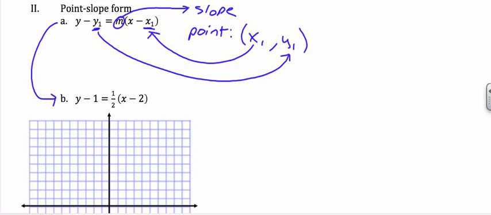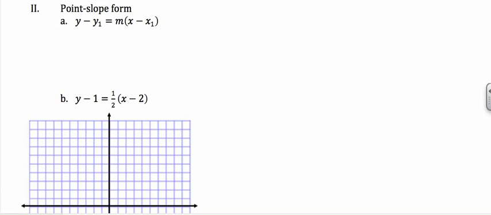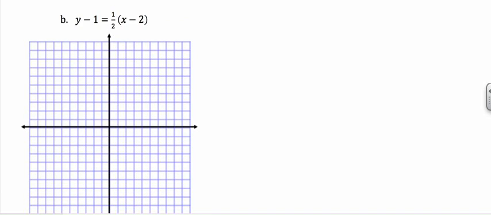So let's take this next one as an example, and I'm going to show you exactly how to use this. You're going to use this the exact same way that you used slope-intercept form. You're going to find the point and the slope of the line. You're going to plot the point first because you need somewhere to start, and then you're going to use the slope to create more points. Okay, so first things first, my point on my graph is 2, 1, coming from here and here. Notice it's not negative 2 and negative 1. It's positive 2 and positive 1.